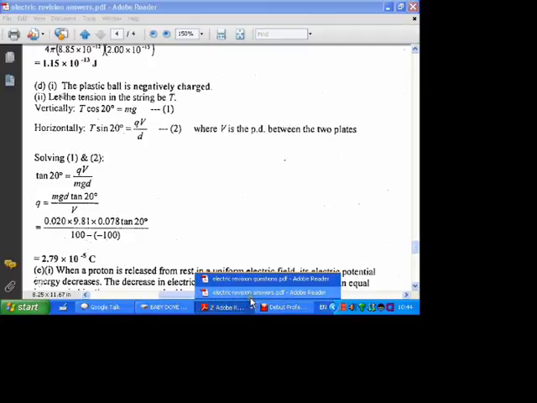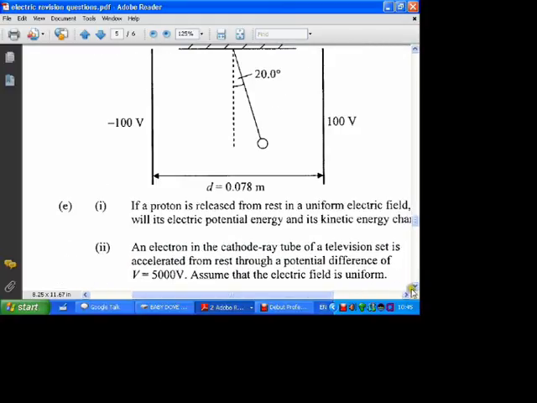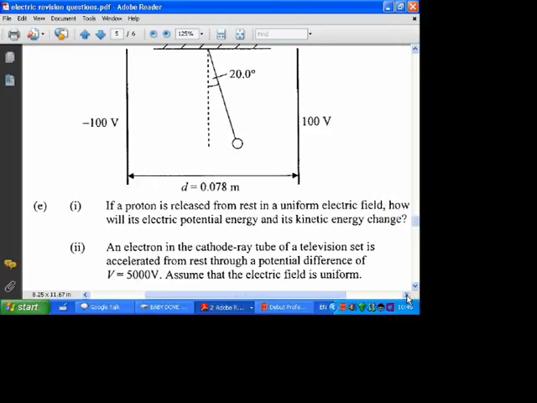Okay, the final one before we leave. Another part which is totally unrelated. If a proton is released from rest in a uniform E field, how will its electric potential energy and KE change?